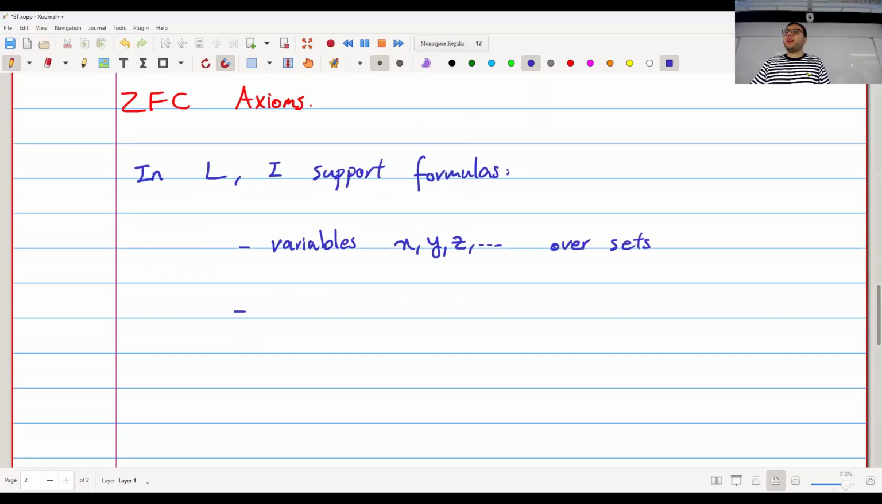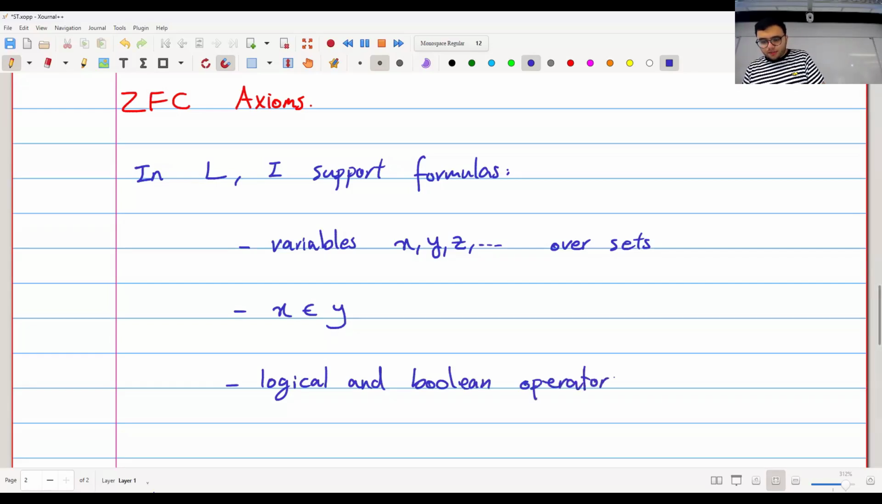I have one particular relation. Well, I can't really call it a relation because I haven't defined relations yet. But I have one sign, one character, which is this, right? Belongs to, or is a member of, or whatever you want to call it. So basically, I can write things like X is a member of Y. Okay. This is the only sign that I have other than logical things. And then I have all the logical stuff. So I have the logical and Boolean operators.